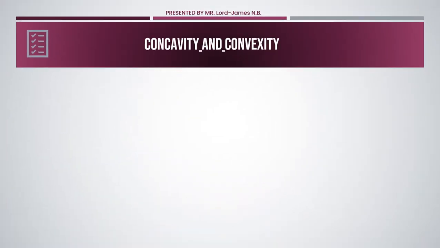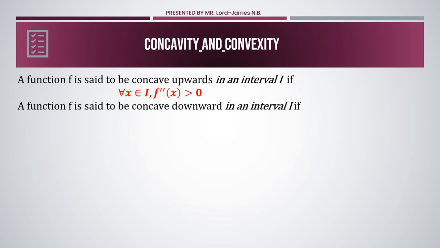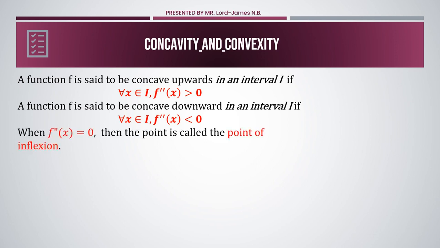Now let's talk about concavity and convexity. A function f is said to be concave upwards in an interval I if for every x in that interval the second derivative of that function is positive. A function f is said to be concave downwards in an interval I if for every x in that interval the second derivative of that function is negative. If the second derivative is equal to 0, then the point is called the point of inflection. We are going to see all of this in curves that we might come across.